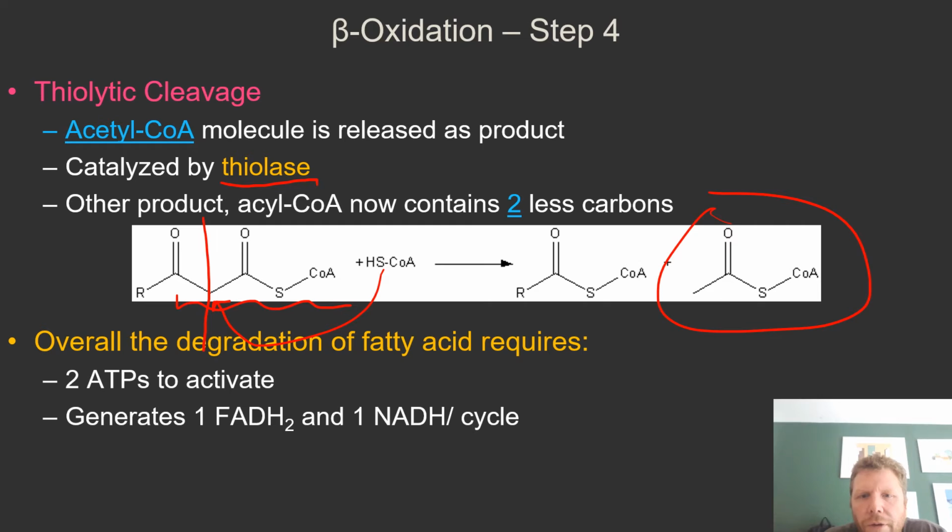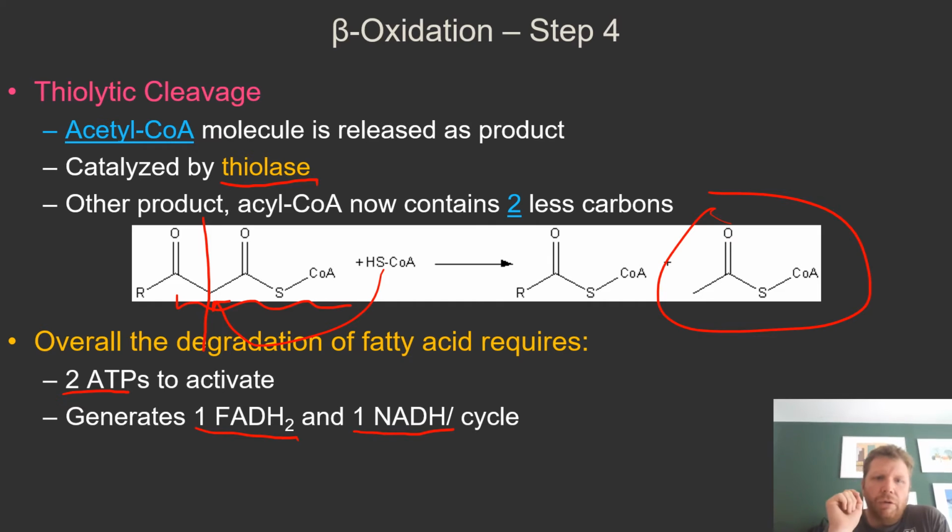So overall, the degradation of fatty acid requires 2 ATPs to activate. It's going to then generate 1 FADH2 and 1 NADH. So when you think about this in terms of removing 2 carbons at a time, okay, great.